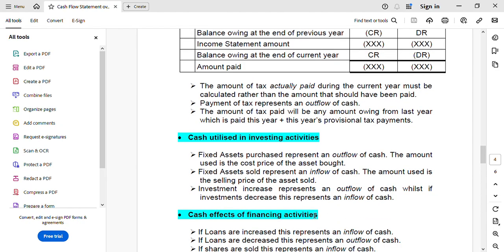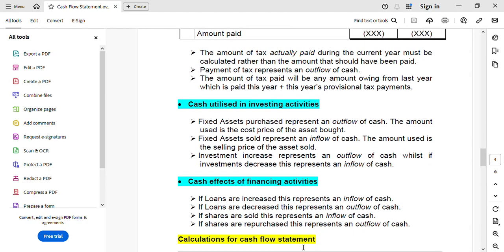Then in terms of your fixed deposits, if fixed deposits increase, it means you've taken money from your bank and invested it elsewhere, so that's an outflow. If investments decrease, then it means your fixed deposit matures, you're getting that money back, so that will be an inflow of cash. Right, and then lastly, your financing activities. If loans are increased, it means the bank's giving you money. You're borrowing more money from the bank, so that will be an inflow of cash. If loans are decreased, it means you are paying back, so that will be an outflow of cash.